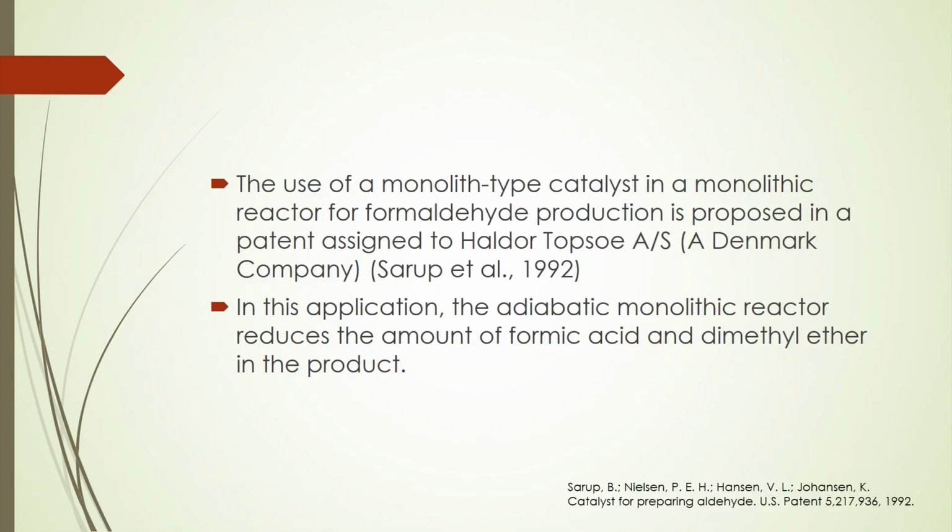And the use of a monolith type catalyst in a monolithic reactor for formaldehyde production is proposed in a patent assigned to Haldor Topsoe, a Danish company, reported by Sarup et al. 1992. This company is also using this monolithic type catalyst for the production of formaldehyde. In this case the adiabatic monolithic reactor reduces the amount of formic acid and also dimethyl ether in the product.